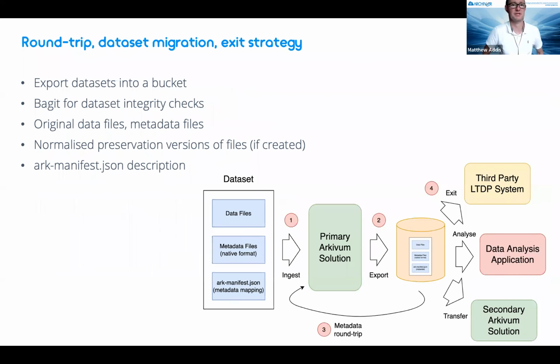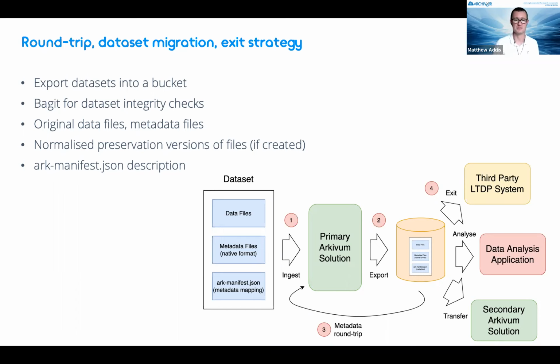And because there's lots of flexibility, we're able to do complete round tripping and support dataset migrations and exit strategies. So I showed it was possible to export datasets into buckets, including use of BagIt, including the original data files and metadata files. That can include any normalized extra versions of files that the system creates. And the export also includes this ARC manifest JSON description of how that data set is structured.